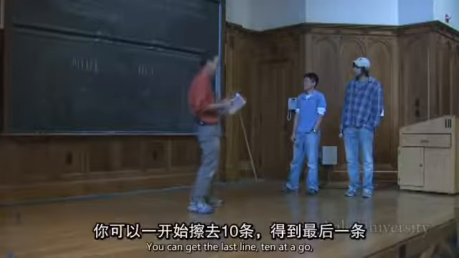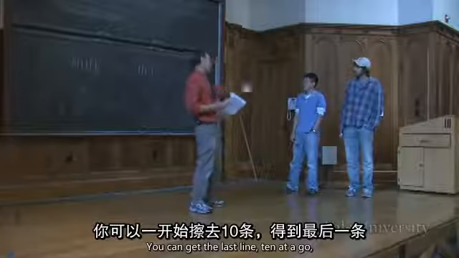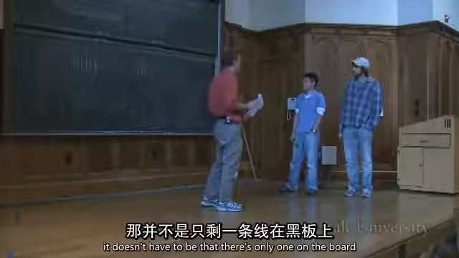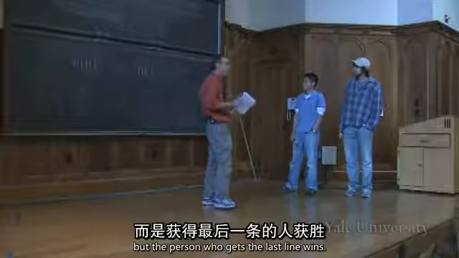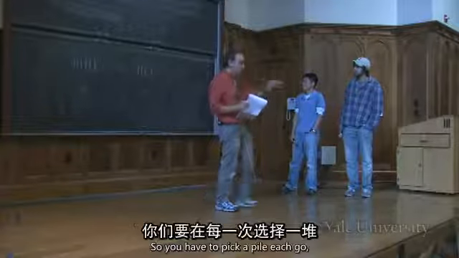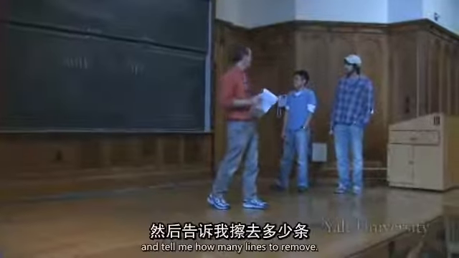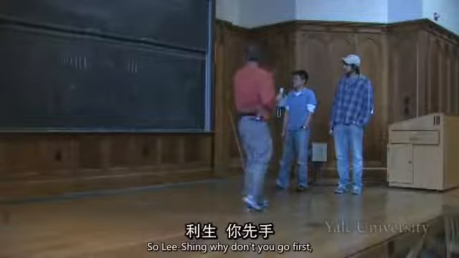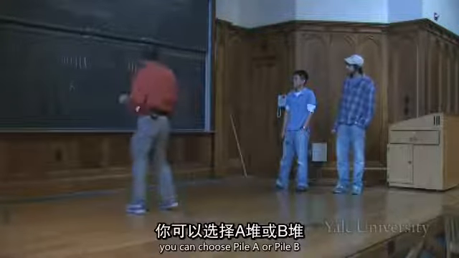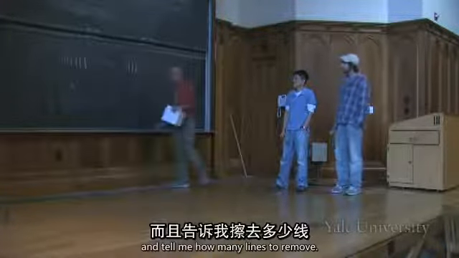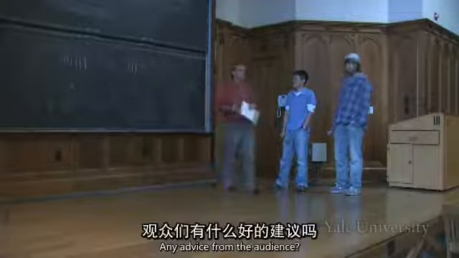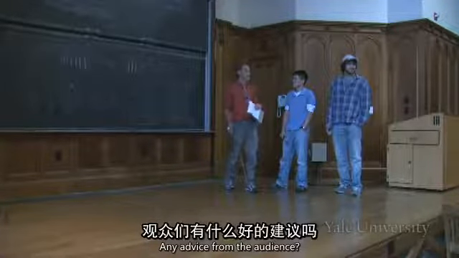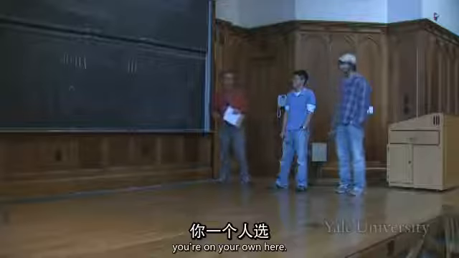The person who gets the last line wins. You can get the last line 10 at a go. It doesn't have to be that there's only one on the board when you get the last line. But the person who gets the last line wins. All right, so you have to pick a pile each go and tell me how many lines to remove. So Li Xing, why don't you go first? You can choose pile A or pile B and tell me how many lines to remove. Any advice from the audience? No advice? You're on your own here.